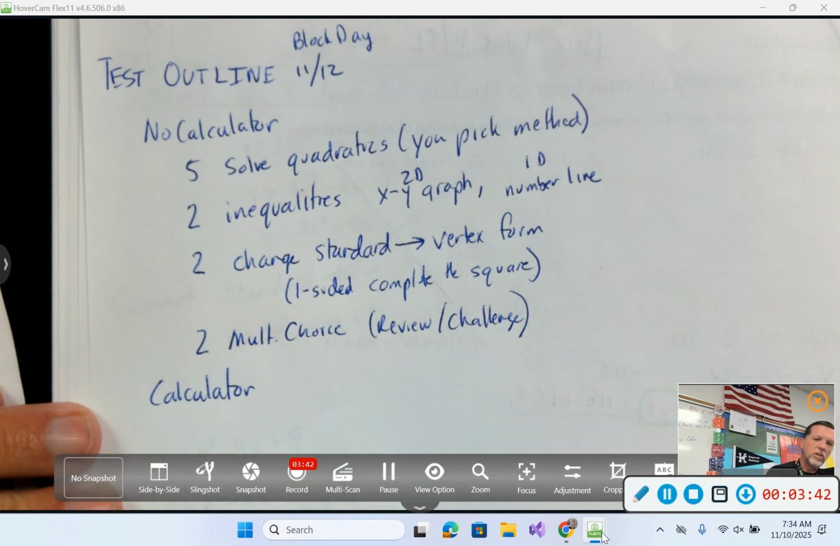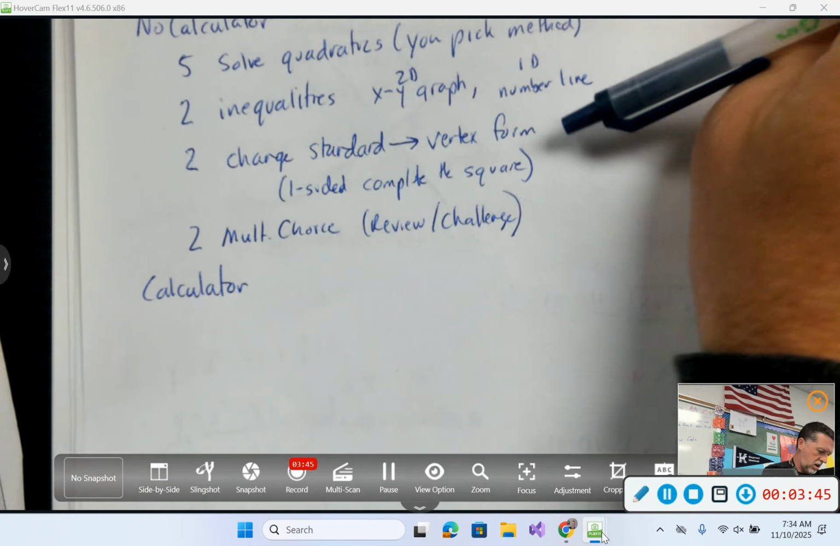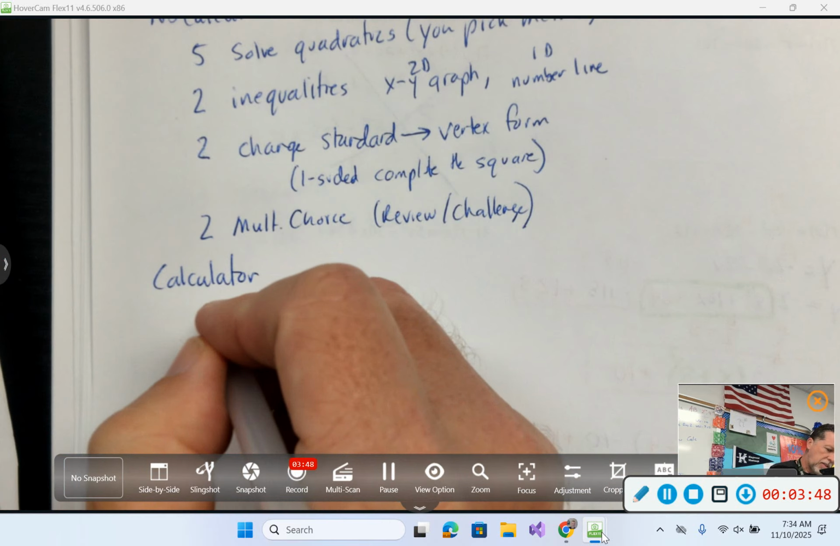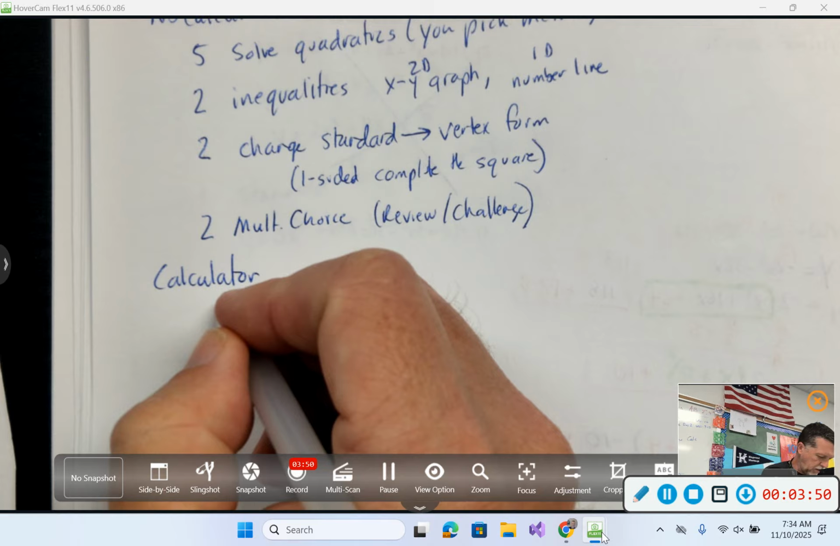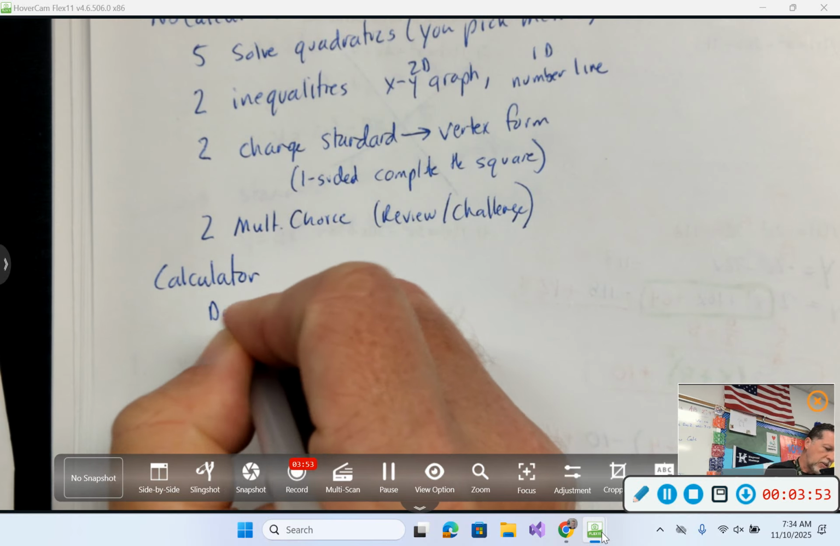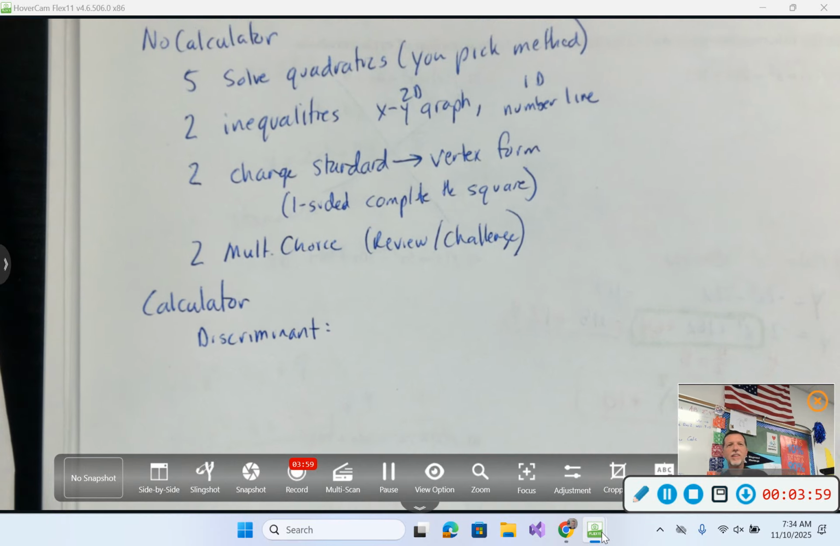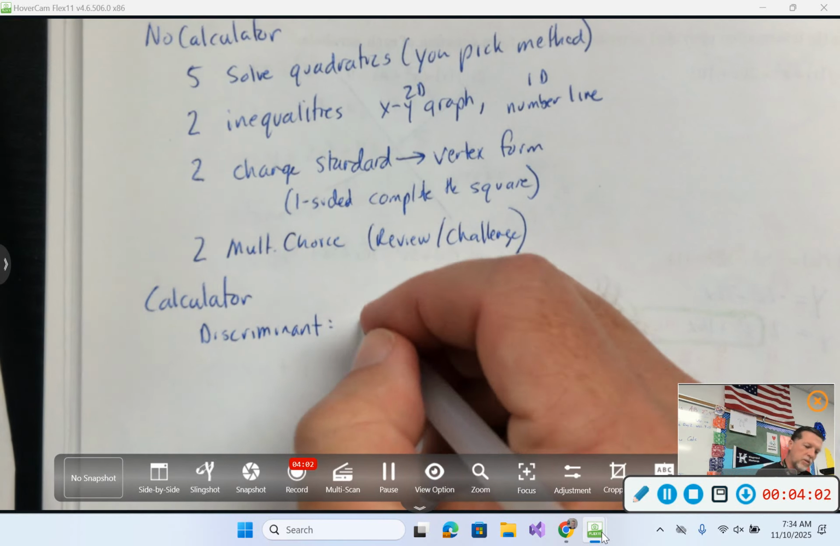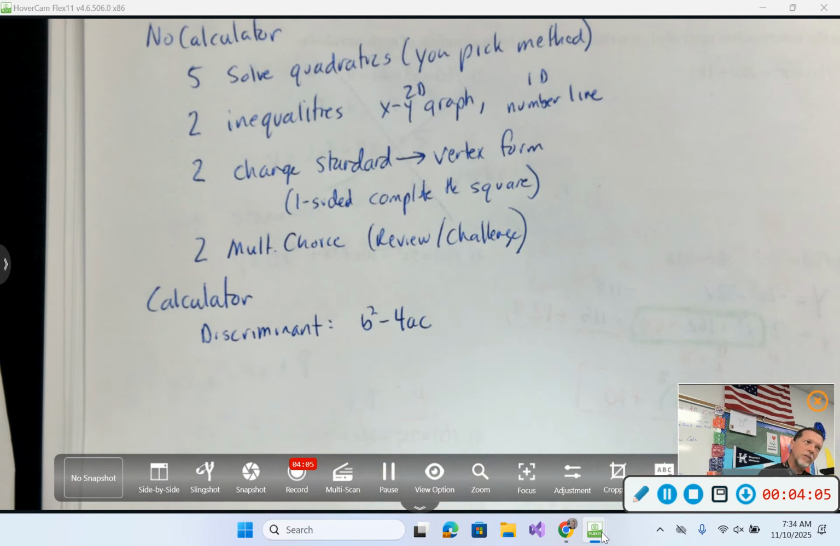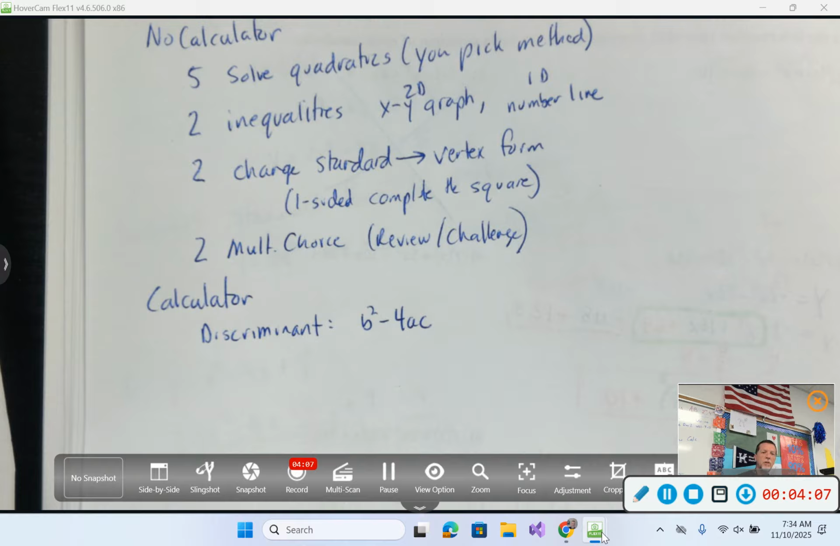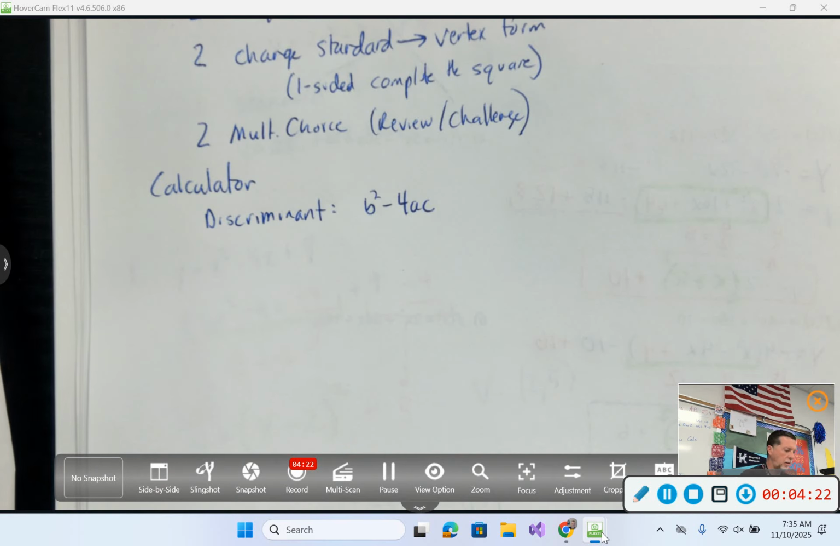Then the calculator portion. Pretty much everything is just one of each of these. Discriminant. Do you remember what the discriminant is? B squared minus 4AC, not including the square root, right? Just the stuff inside the square root. B squared minus 4AC. And what does it tell you? What kinds of solutions you have. Right? So you either have 2 real, you have 1 real, or you have 2 imaginary, depending on the sign of B squared minus 4AC.